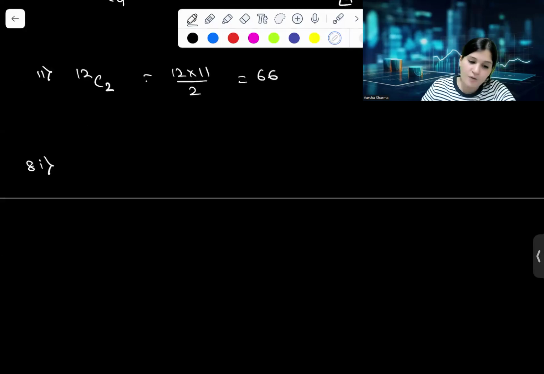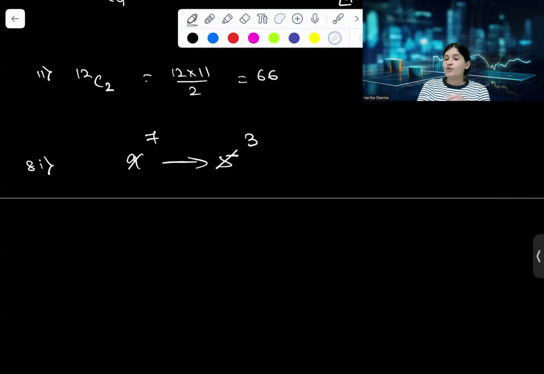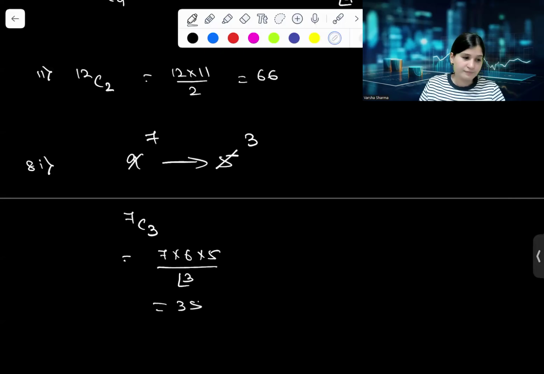Question number 8. In how many ways can a student choose a program of 5 courses if 9 courses are available and 2 are compulsory? So from 9, we have to select 5 courses. But out of those, 2 are compulsory. So only 7 are left, and from that, we only have to select the remaining 3. So from 7 courses, we have to select 3 courses. How many ways will be there? 7C3. 35.